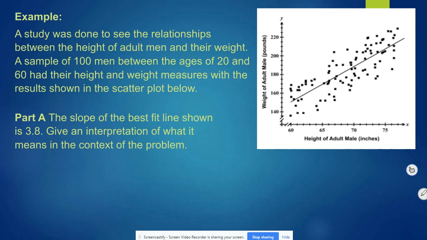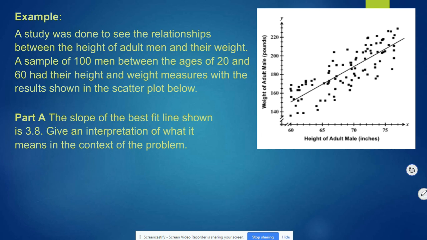So let's take a look at an example. A study was done to see the relationships between the height of adult men and their weight. A sample of 100 men between the ages of 20 and 60 had their height and weight measured, with the results shown in the scatter plot on the side for me, below for you. Part A. The slope of the best fit line shown is 3.8. Give an interpretation of what it means in the context of the problem.